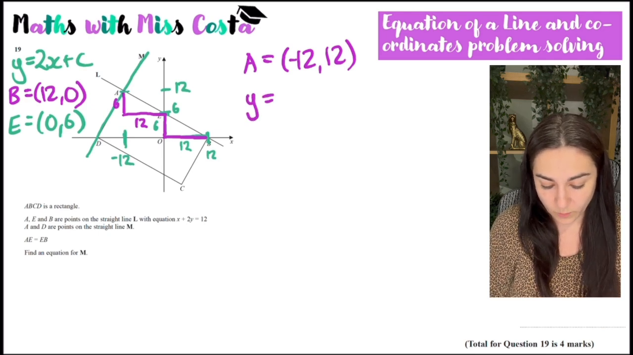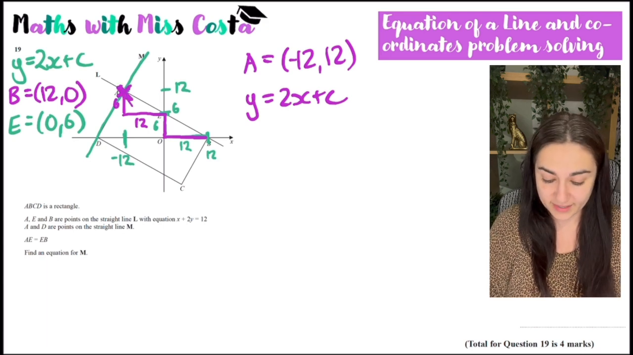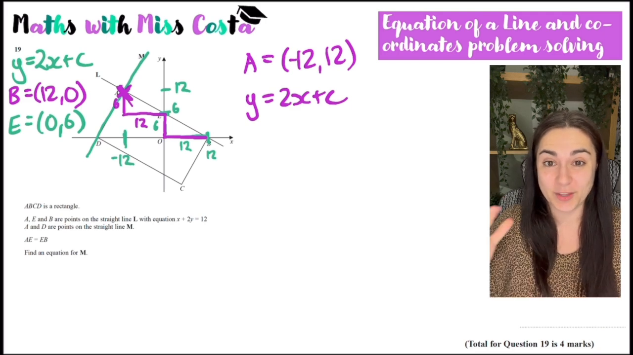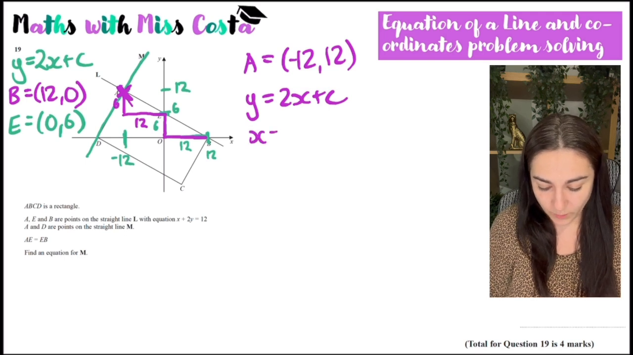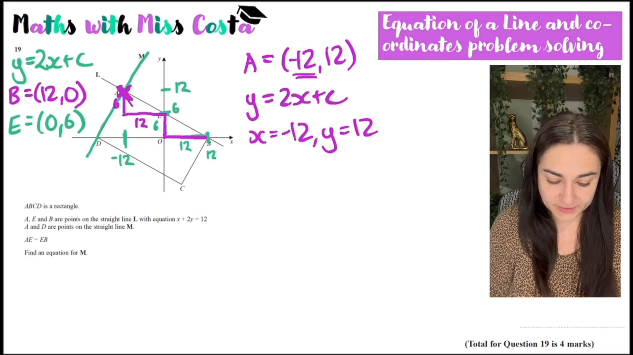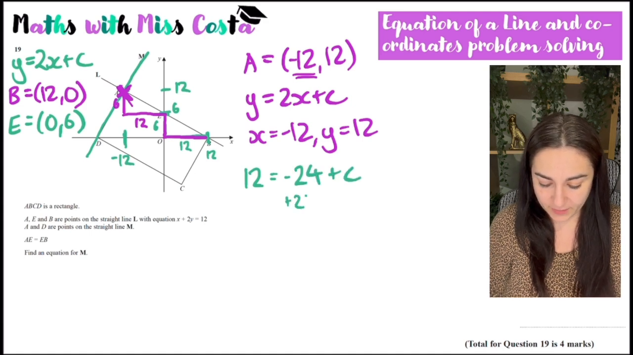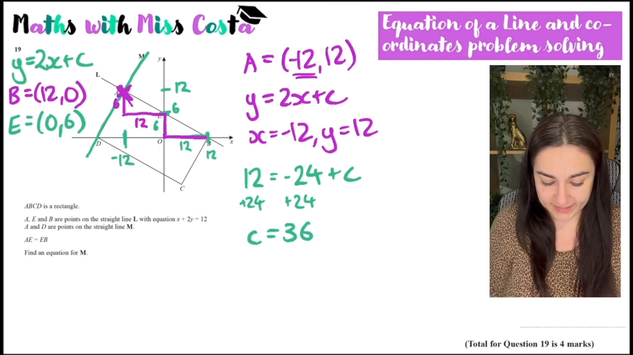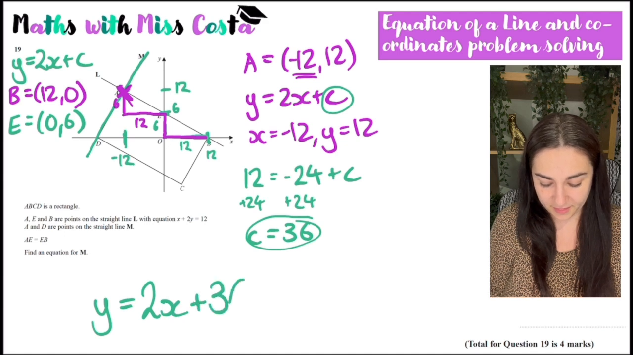That is a coordinate on the line of y equals 2x plus c. So I figured out what this coordinate is because my line goes through it, and if my line goes through it, I can use the x and the y value and substitute it into my equation to figure out what c is. So I know that when x is negative 12, y is 12. So let's just substitute that in. 12 would equal minus 24 plus c. So if you add 24 to both sides, you find out that c must be 36. So if c is 36, my final equation is going to be y equals 2x plus 36.